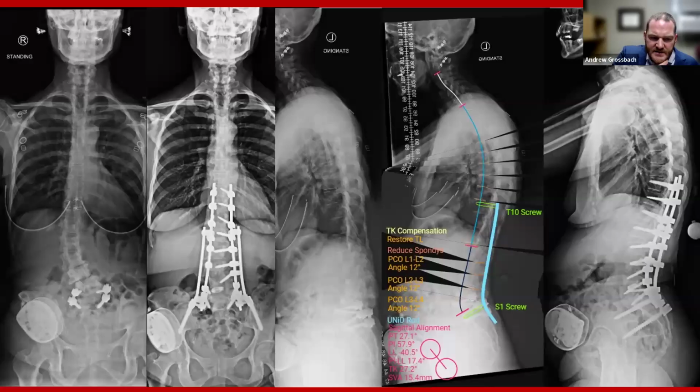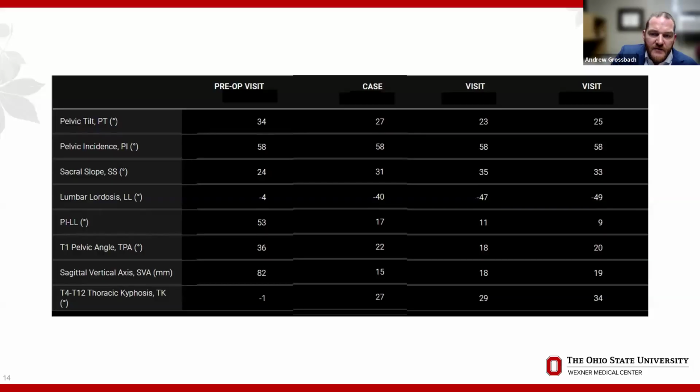And then this is post-op. And so on the left, coronal, you can see balance is better. And then sagittally, you can see preoperative or plan, and then postoperative. And I hope you can see here that that algorithm that planned that thoracic kyphosis coming back was pretty accurate. And so you can see she's kind of aligned her thoracic spine the way it wants to be. And we can see that reflected in the numbers.